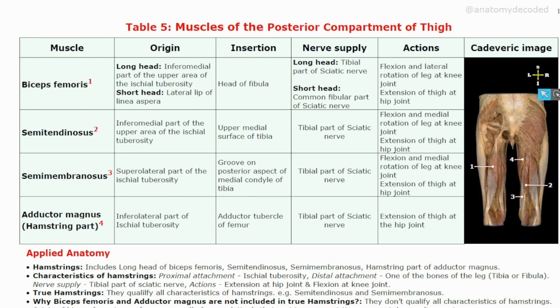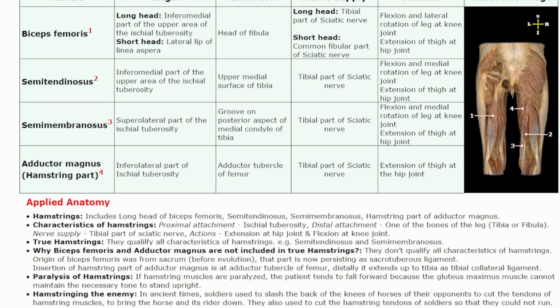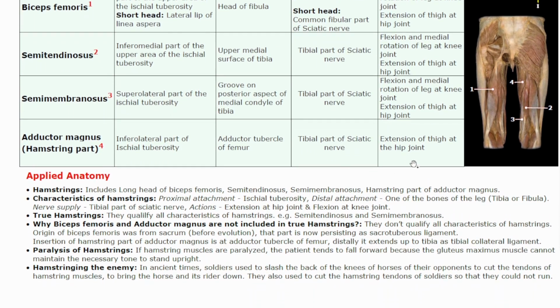Okay, then the adductor magnus muscle, one part is coming here, that is referred to as the hamstring part of the adductor magnus. Okay, so this muscle was not shown in that image because previously we had seen this adductor magnus in the medial compartment of the thigh. So this is referred to as the hamstring part of adductor magnus, which arises from the inferolateral part of the ischial tuberosity. Insertion is on the adductor tubercle of the femur. See, this muscle is not crossing the knee joint, so it will not act at the knee joint. Okay, so it is acting only at the hip joint. Now, it is supplied by the tibial part of the sciatic nerve.